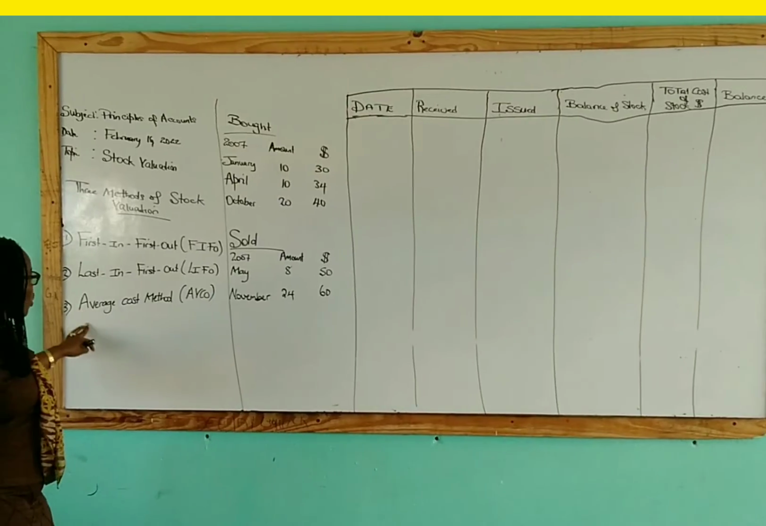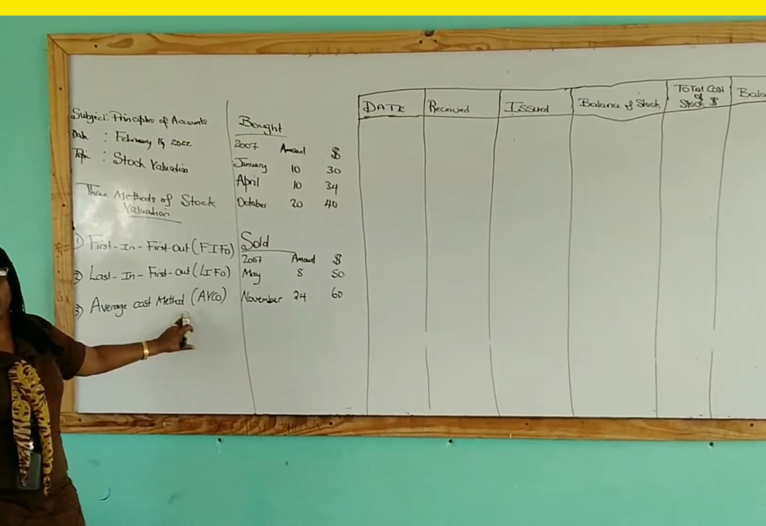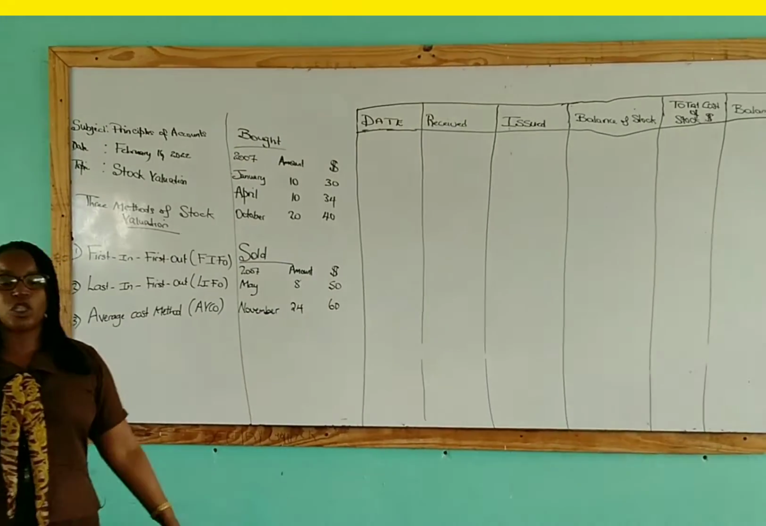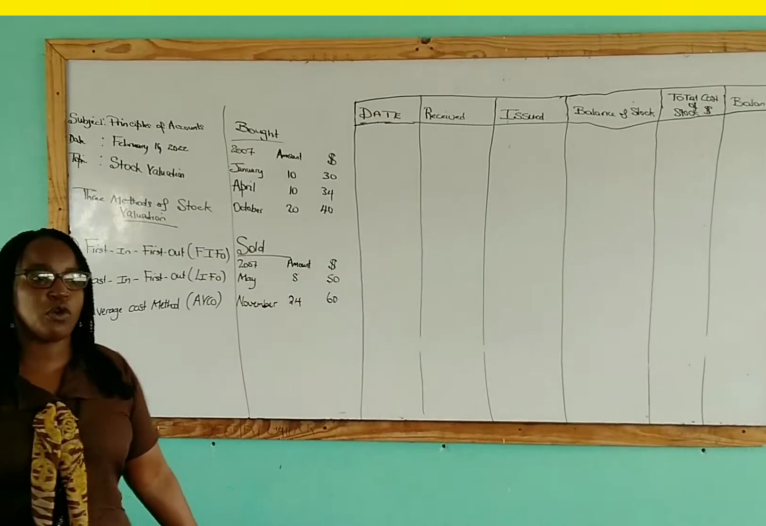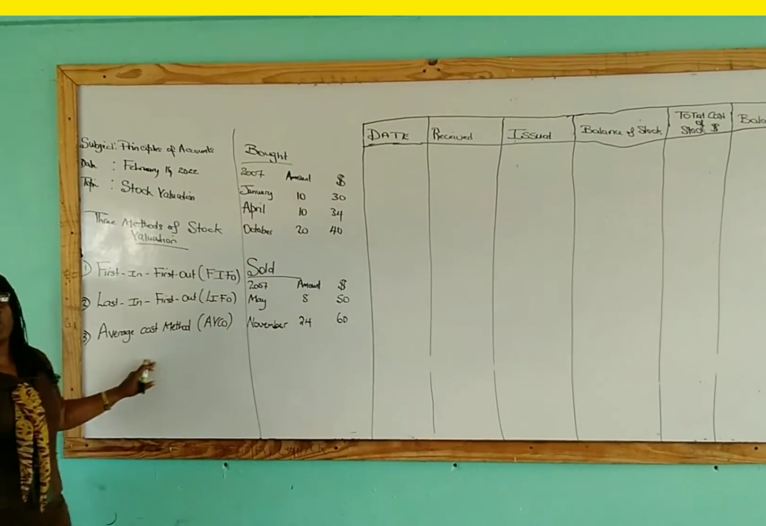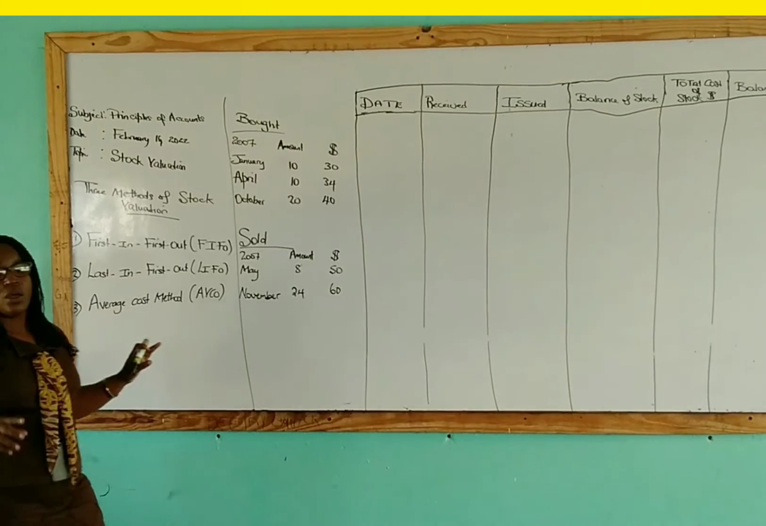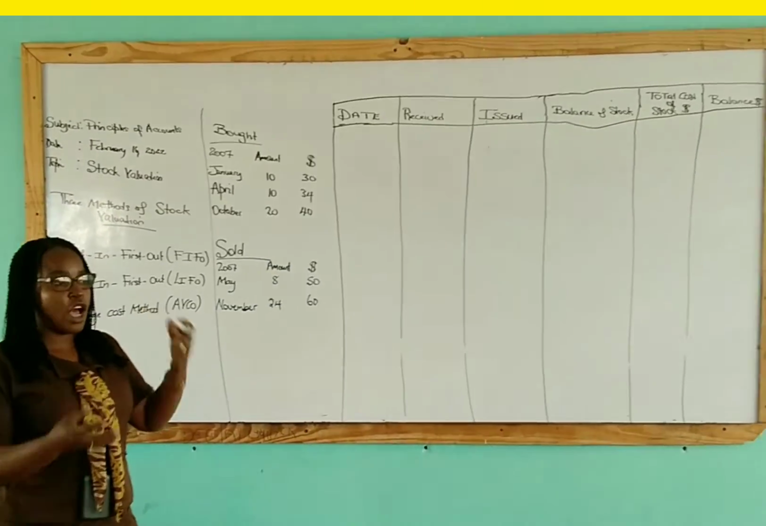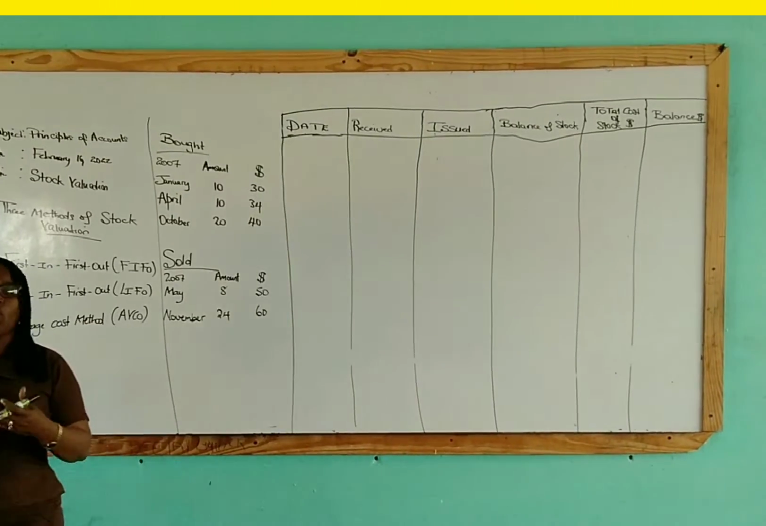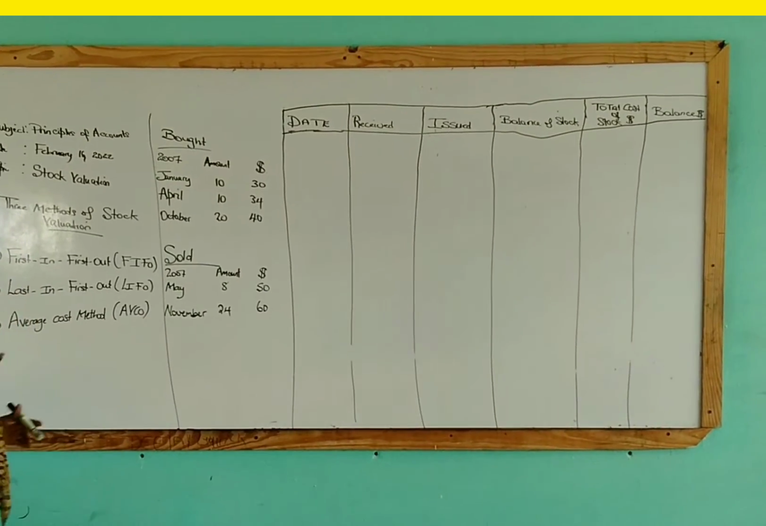And of course, the average cost method speaks for itself. This does not really have anything to do with which set of goods comes in first or which comes in last. What they do to value the stock remaining in the storeroom is to do an average cost. Meaning, the cost at which the goods were bought and the cost you sold them for come together and give you an average cost for the remaining goods.